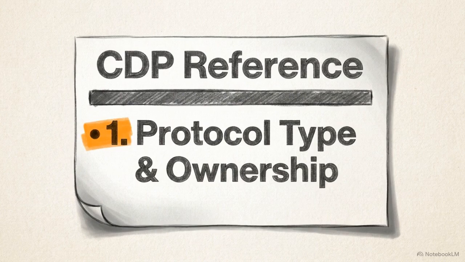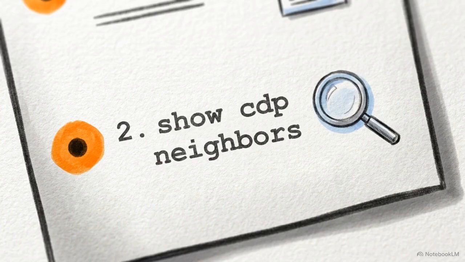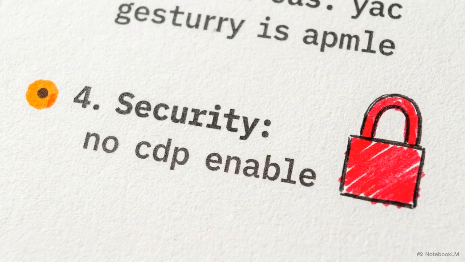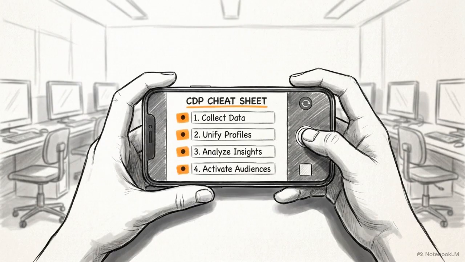This cheat sheet summarizes the 4 rules of CDP. It operates as a Cisco proprietary Layer 2 protocol. You use show CDP neighbors for a quick overview, show CDP neighbors detail to grab IP addresses, and no CDP enable to secure your external ports. Take a screenshot of these rules now and keep them handy as a reference guide for your upcoming practical labs.